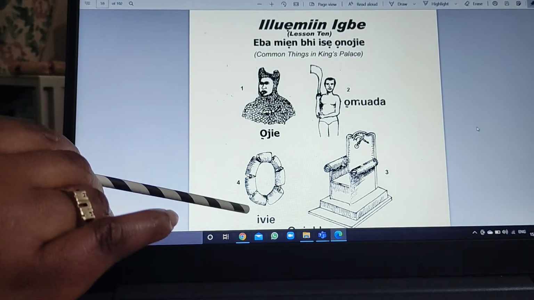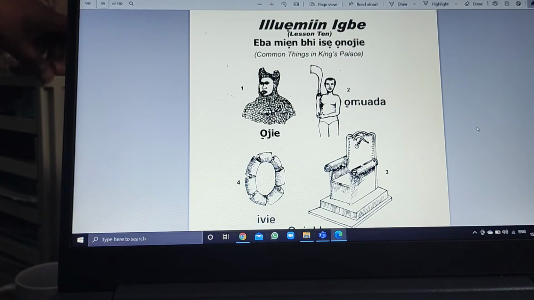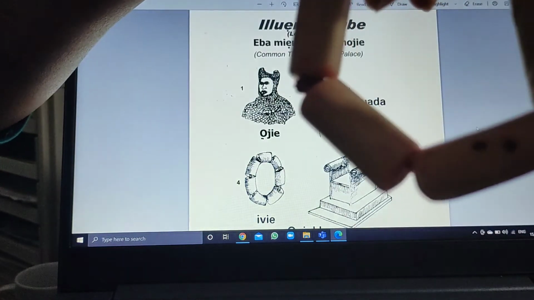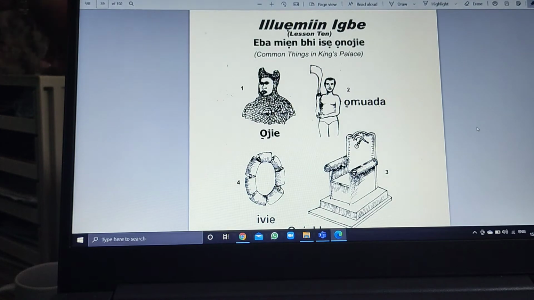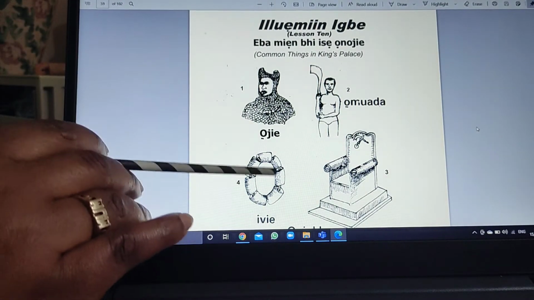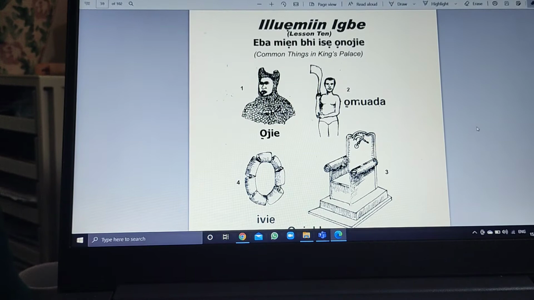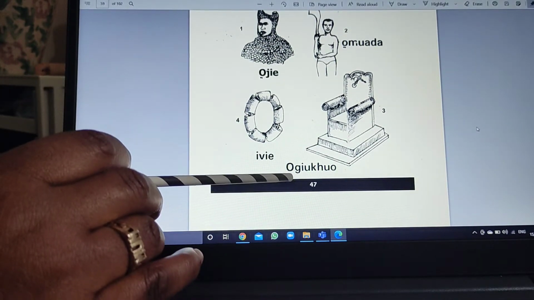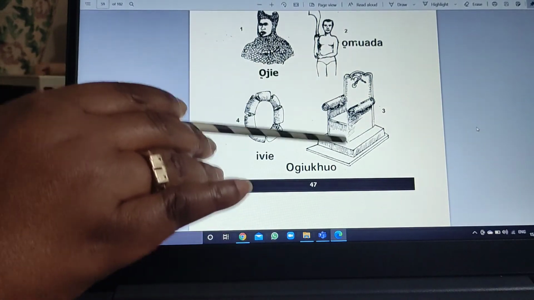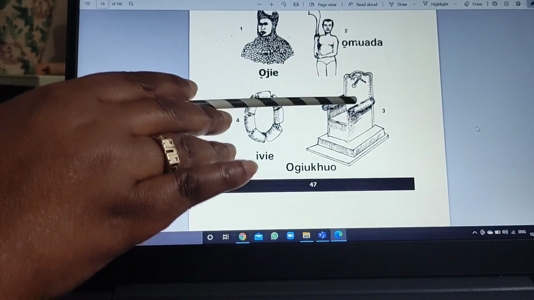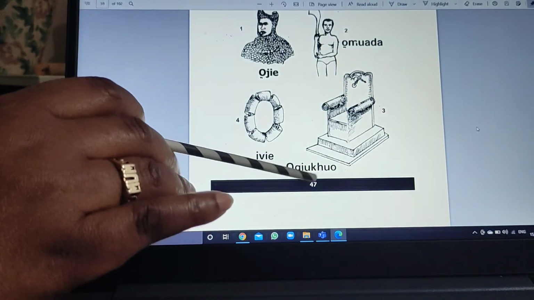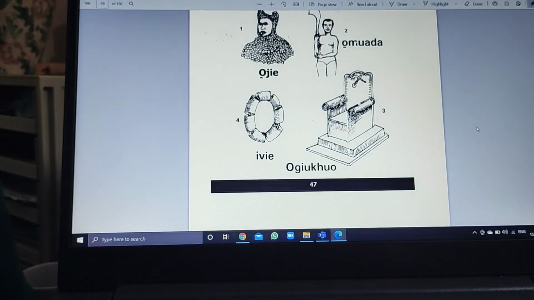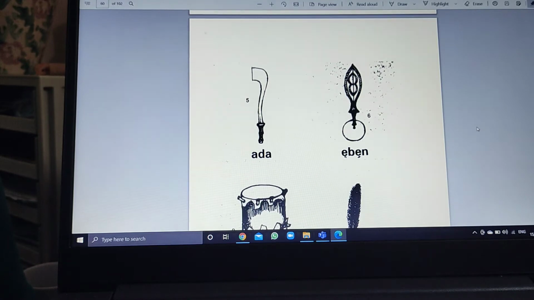Okay. Ivie is the bead. I actually have a real one here. Ivie is the bead, the traditional beads. They are very important. Ojuku is the throne that the king sits on. So Ojuku is the throne.